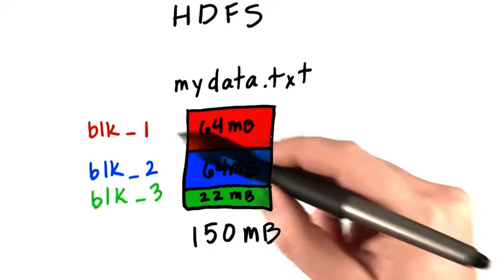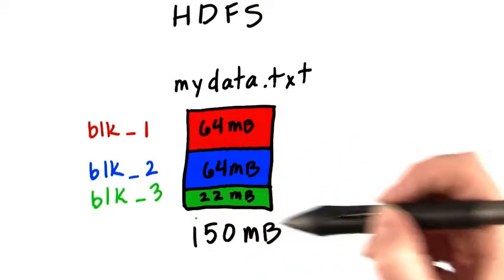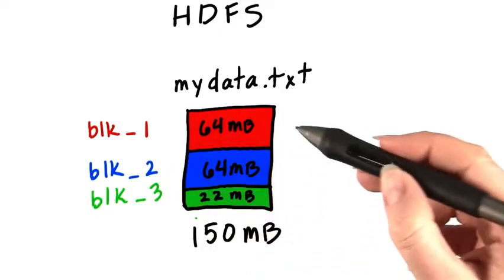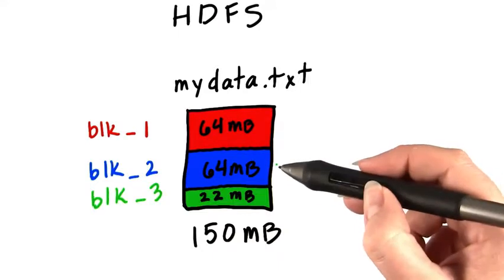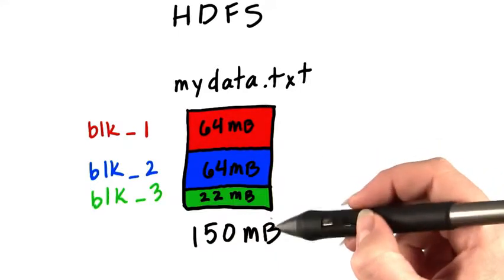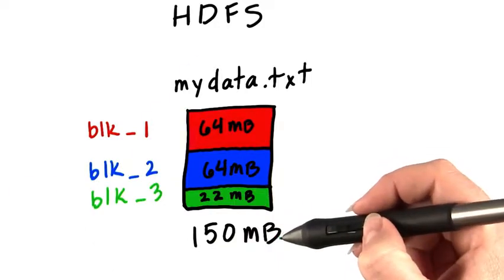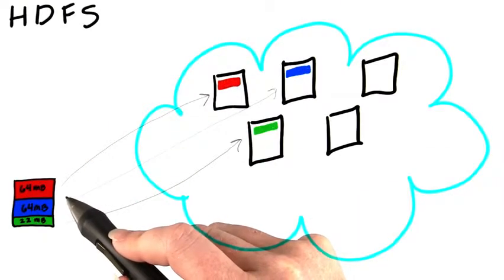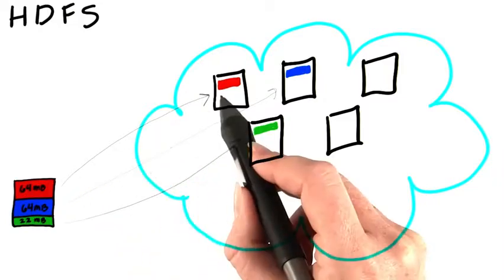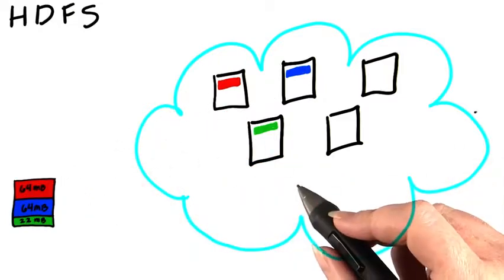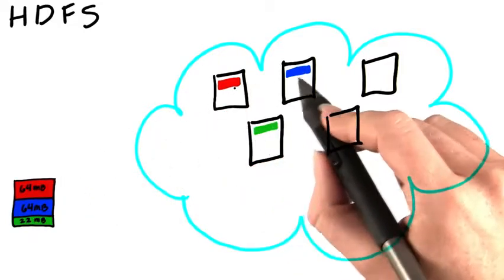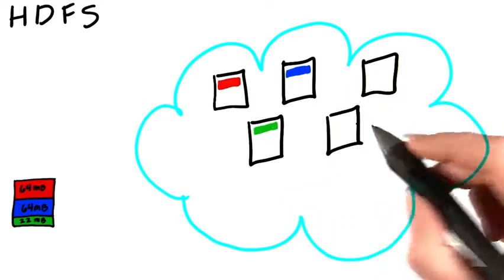We'll call ours block 1, 2, and 3. And in our case, the first block is 64 megabytes, the second block is 64 megabytes, the third block is the remaining 22 megabytes to make up our 150 megabyte file. As the file is uploaded to HDFS, each block will get stored on one node in the cluster. There's a daemon or piece of software running on each of the machines in the cluster called the data node.